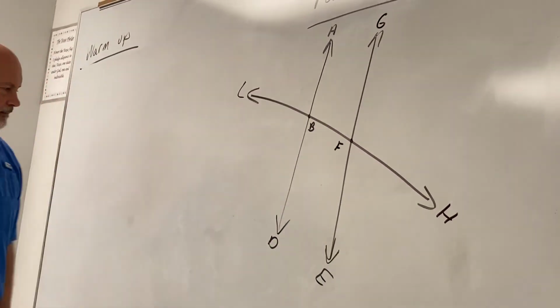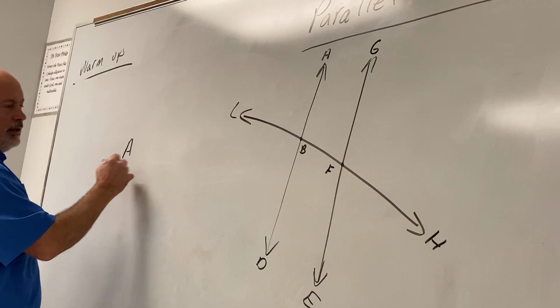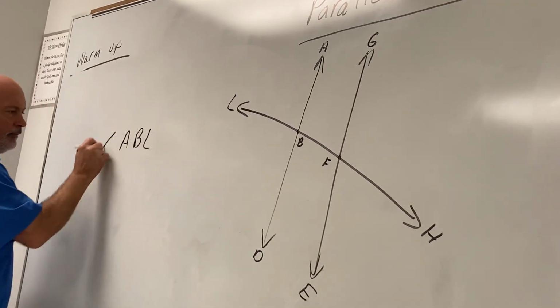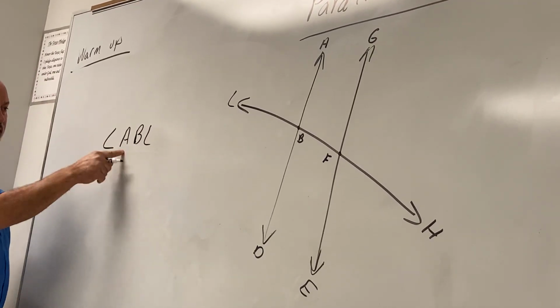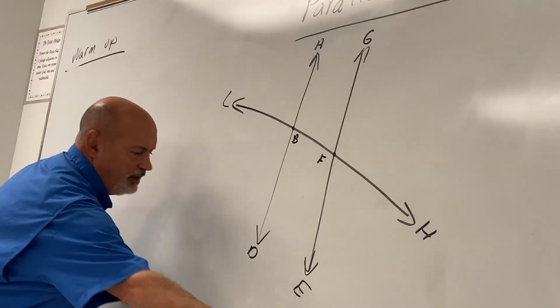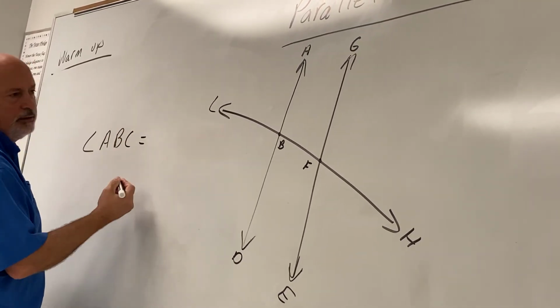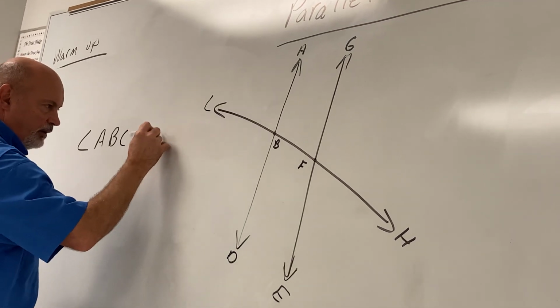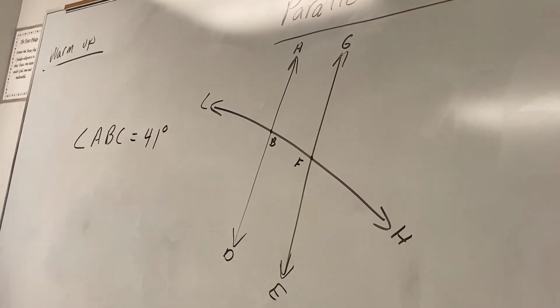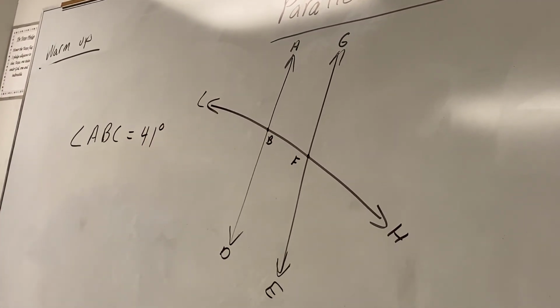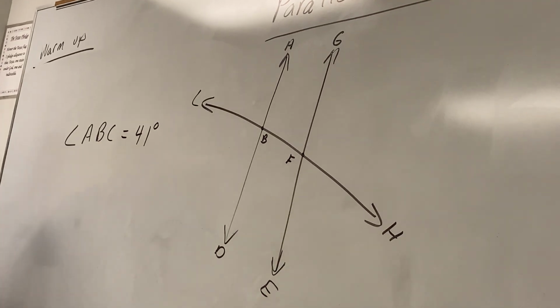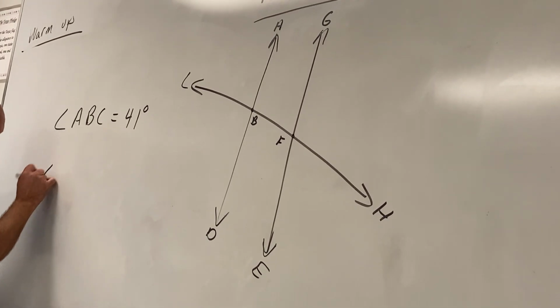And they might say angle ABC. By the way, this is angle ABC. Let's make that C look better. Angle ABC equals 41 degrees. And then they might ask me something like, what is angle CBD?